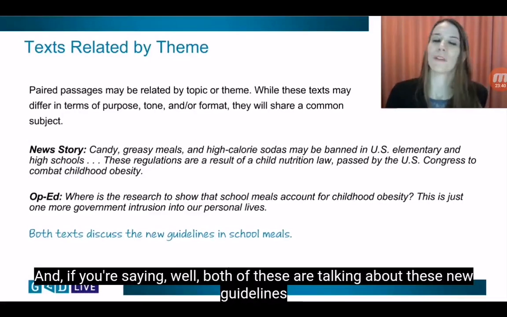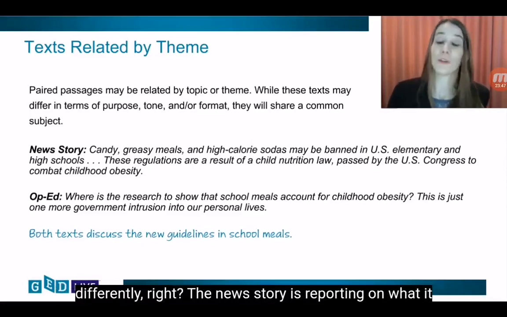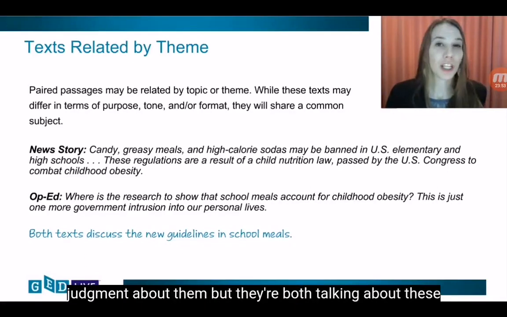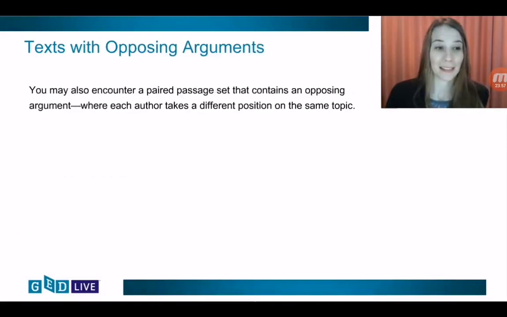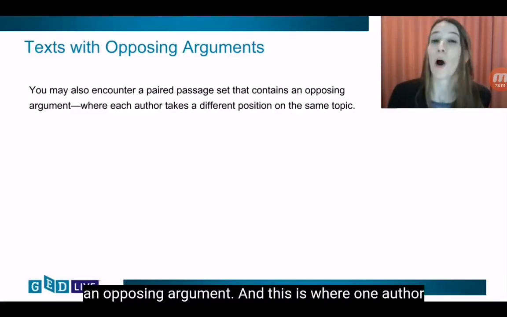And if you're saying, well, both of these are talking about these new guidelines in school meals, notice how they're going about it somewhat differently, right? The news story is reporting on what it is. The op-ed is taking a particular opinion or particular judgment about them, but they're both talking about these new guidelines in just different ways. Now, you may also encounter a paired passage that contains an opposing argument.